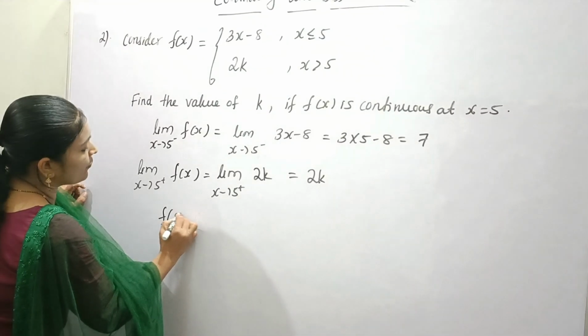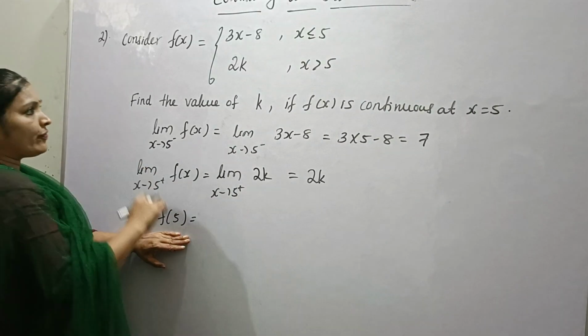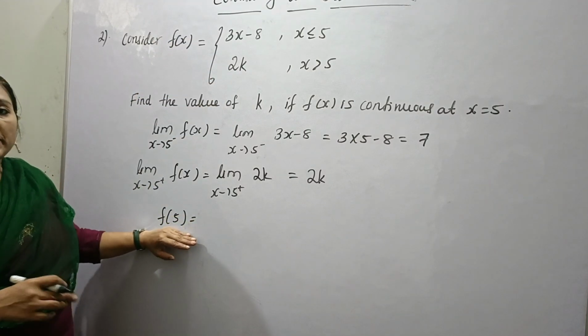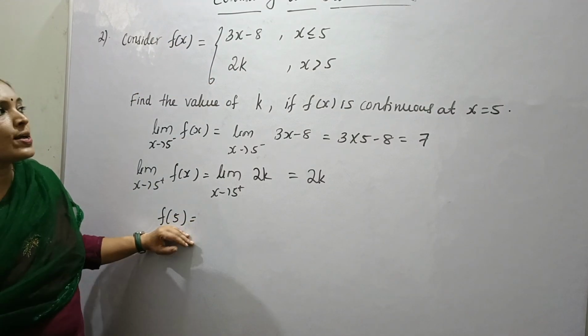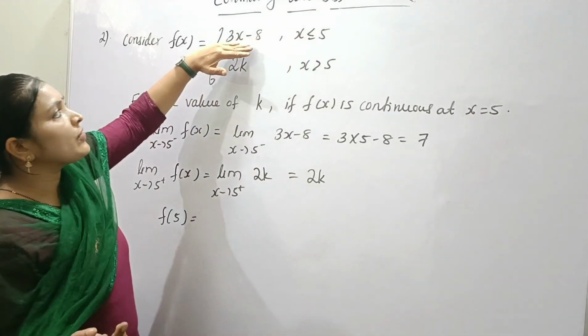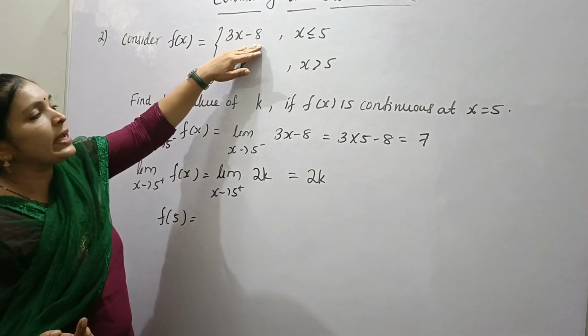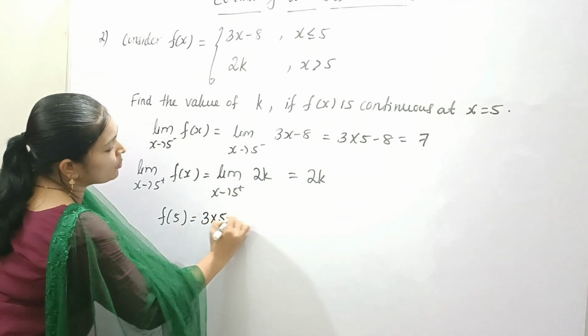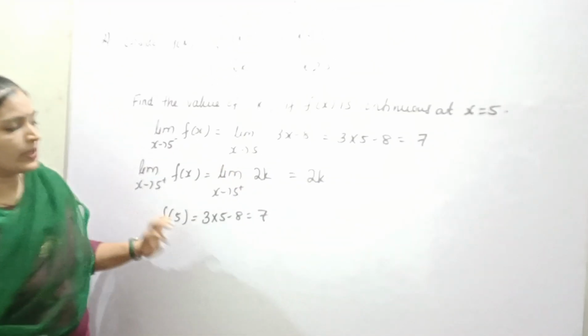That is f of 5. What is f of 5? F of 5 means when x is equal to 5, right? So when x is equal to 5, the function f of x is equal to 3x minus 8, right? That is 3 into 5 minus 8, that is equal to 7.